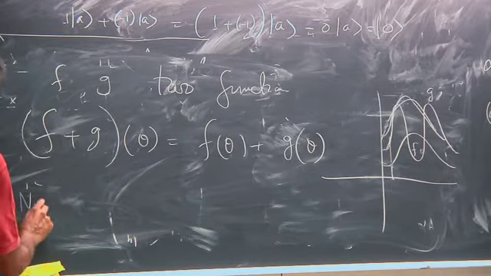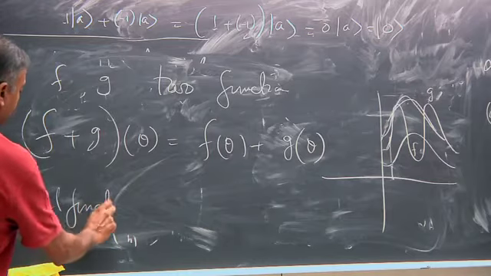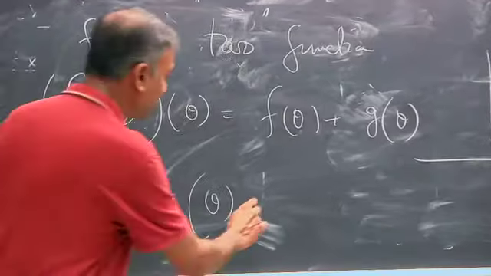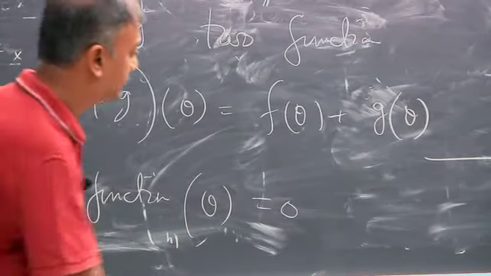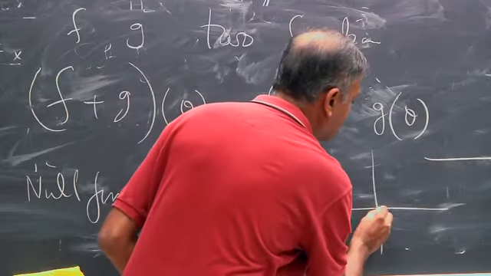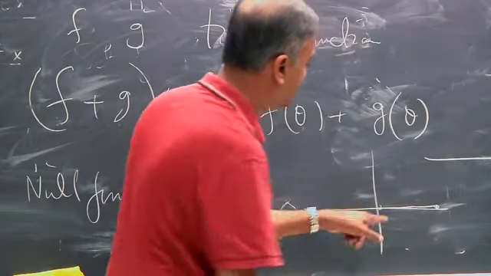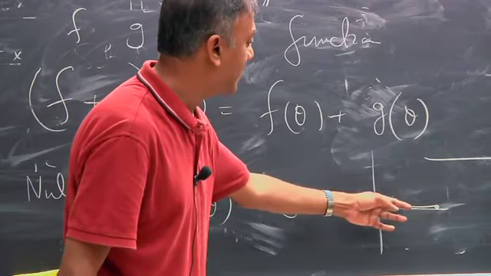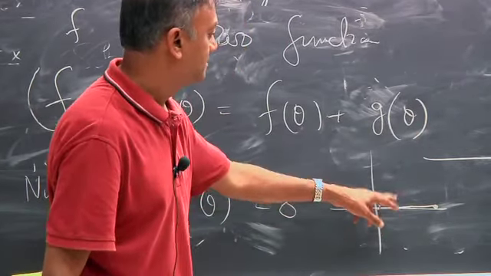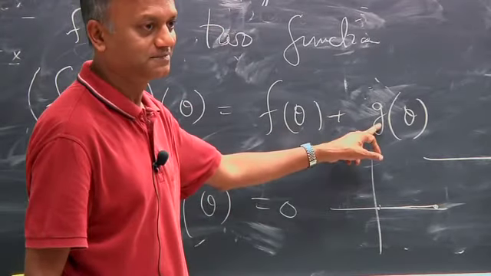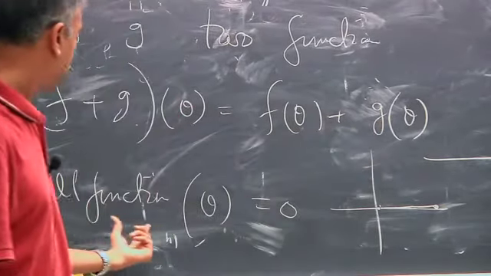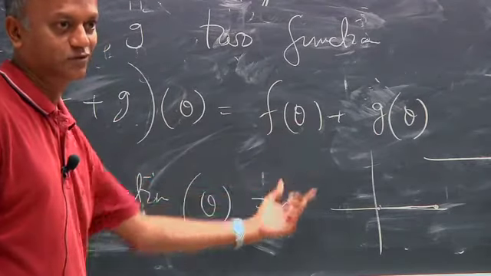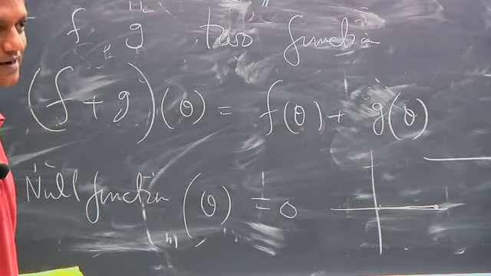The null function evaluated at theta, for any theta, is simply 0. So the null function is just that, its value is 0 throughout, from 0 to 2 pi. So it's clear that when I add it to any function, since the rule of addition is this, here I'm saying the null function evaluated at any theta is 0, you get back the original function. This satisfies the condition of null.